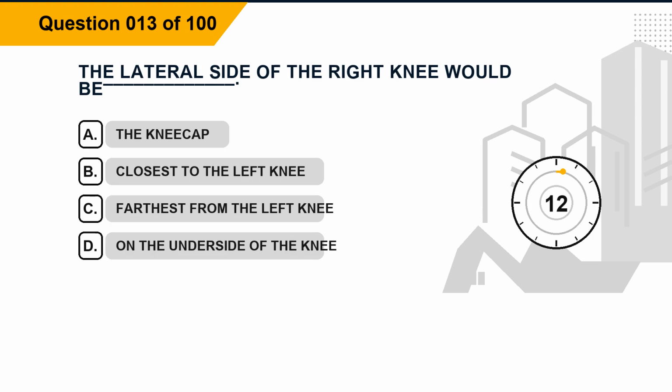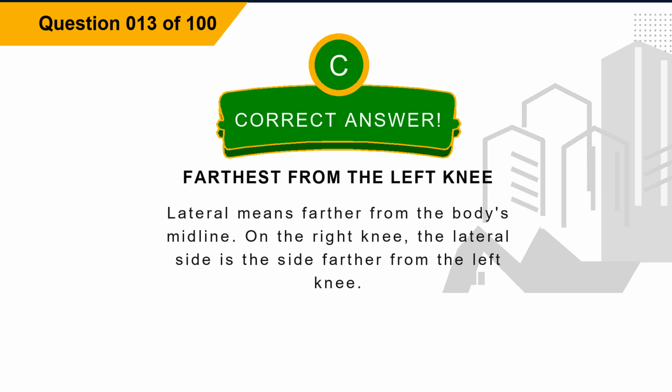Question 13. The lateral side of the right knee would be blank. Option A, the kneecap. Option B, closest to the left knee. Option C, farthest from the left knee. Option D, on the underside of the knee. The correct answer is option C, farthest from the left knee.